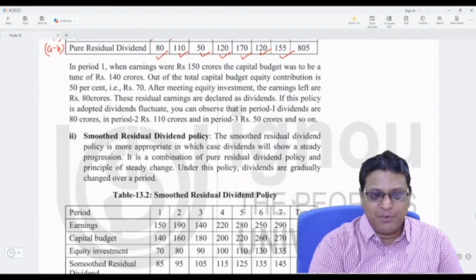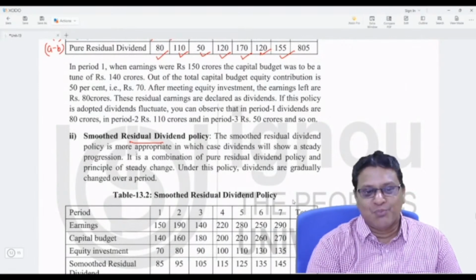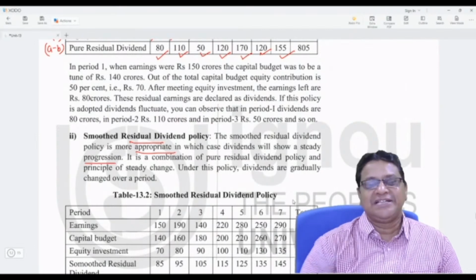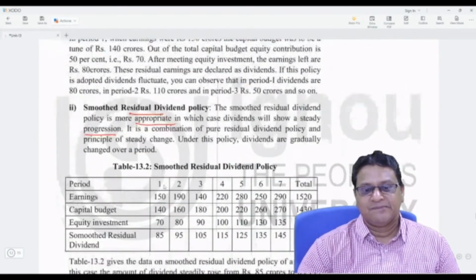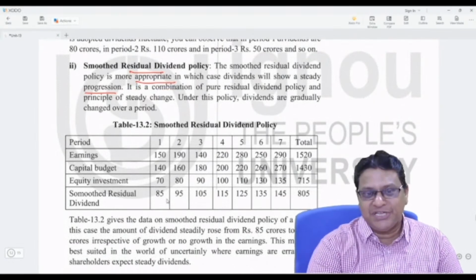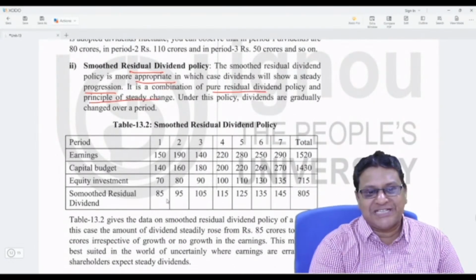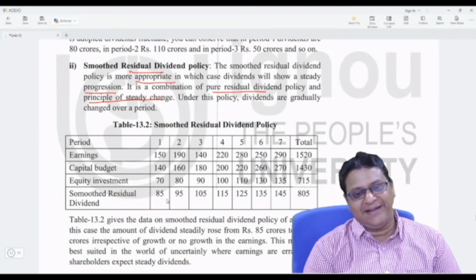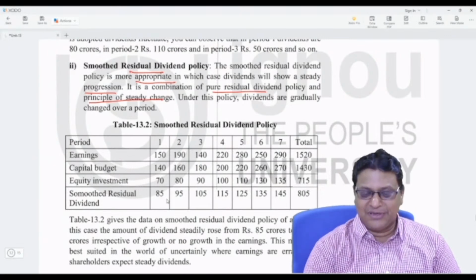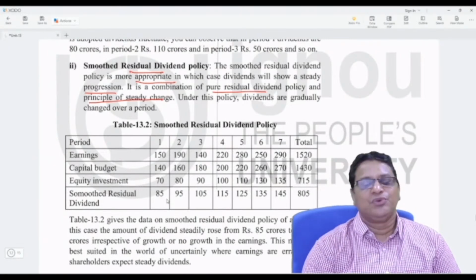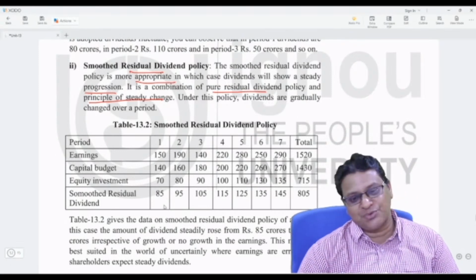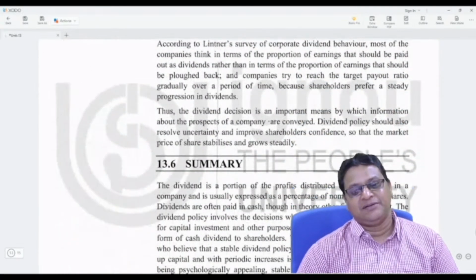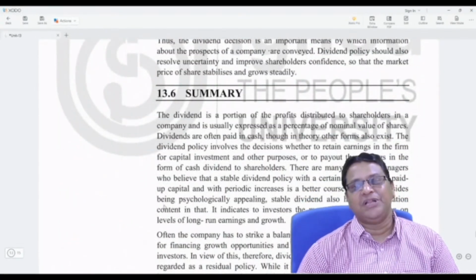So what is smoothed dividend policy? Smoothed dividend policy is more appropriate in case of dividends which show a steady progression. It is a combination of pure residual dividend policy and the principle of steady change. So we draw a line in pure residual dividend policy, and then we smooth the line with the help of least square method or freehand drawing method, and we decide the amount of dividend. So this is the dividend policy.